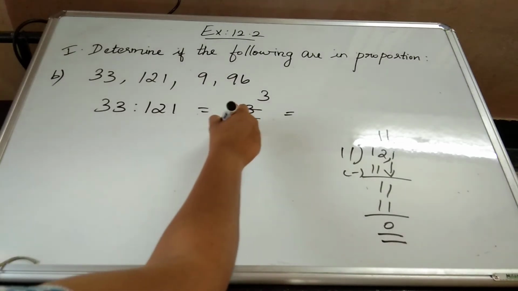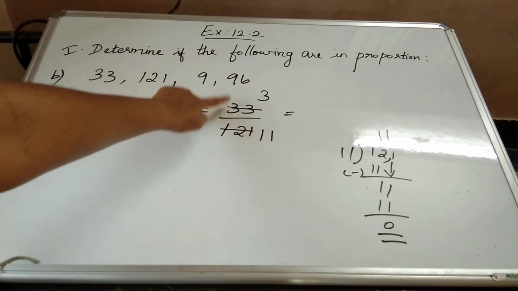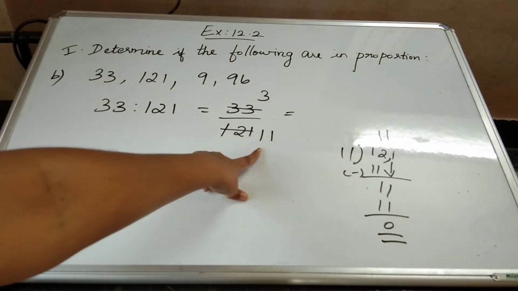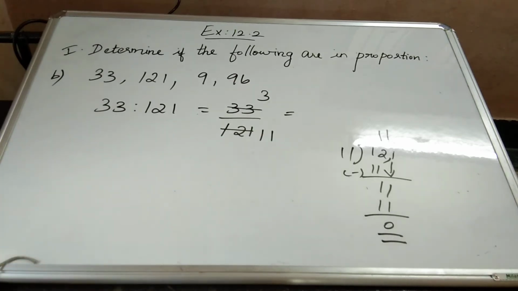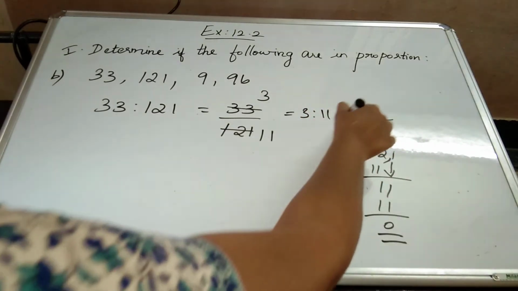So can I cancel this and can I put 11? Yes, so 33 is 3 times, 121 is 11 times. Okay, now 3 and 11. We can't make them into simplest form. So what is the ratio? 3 is to 11. Clear, children?